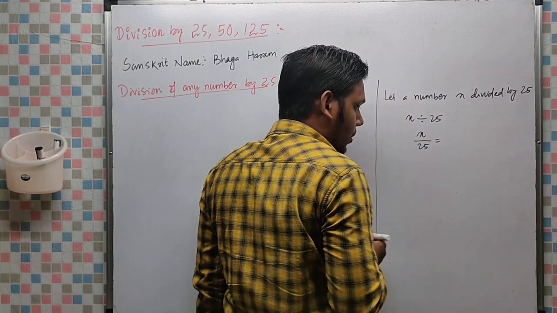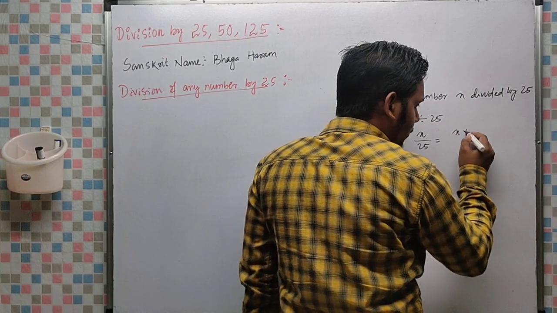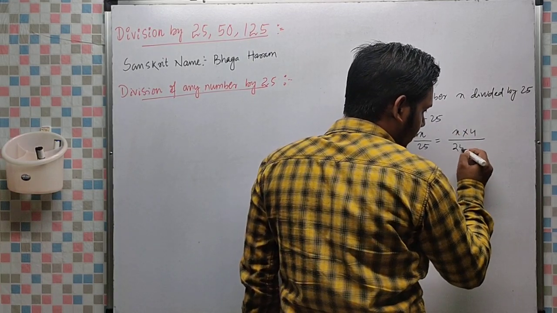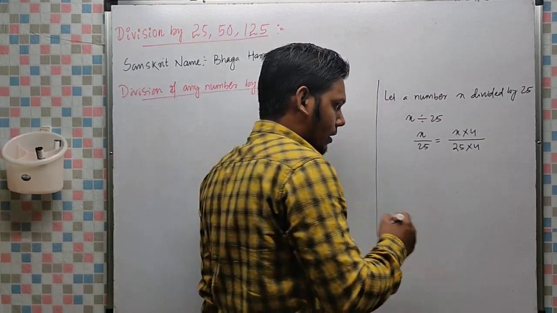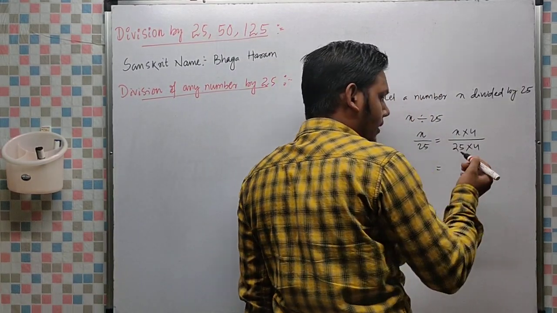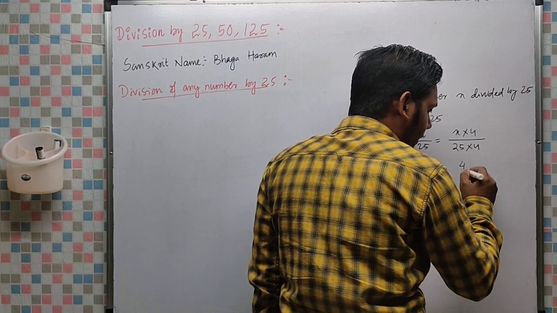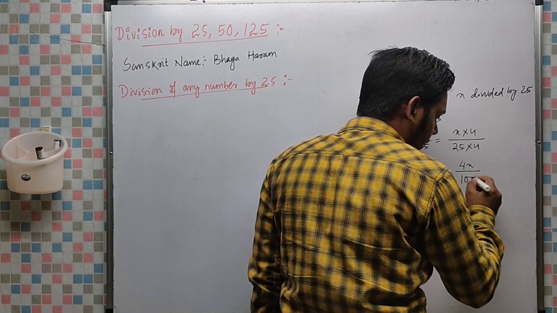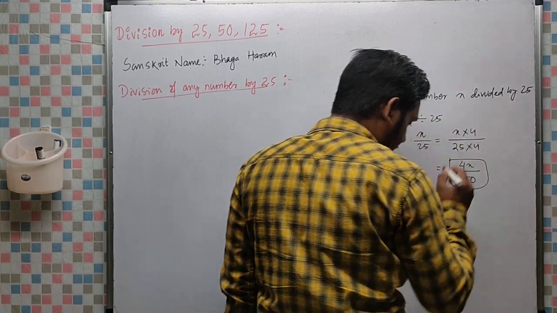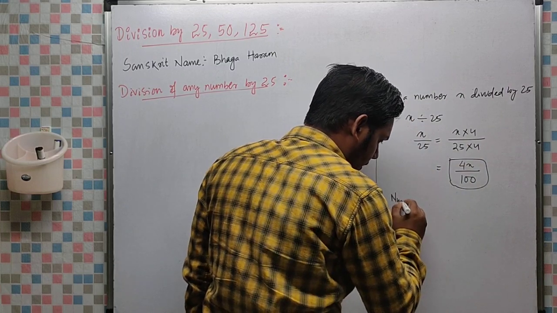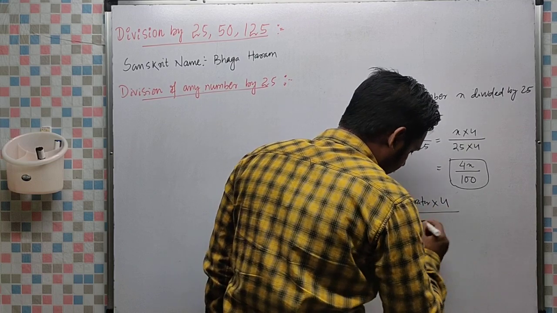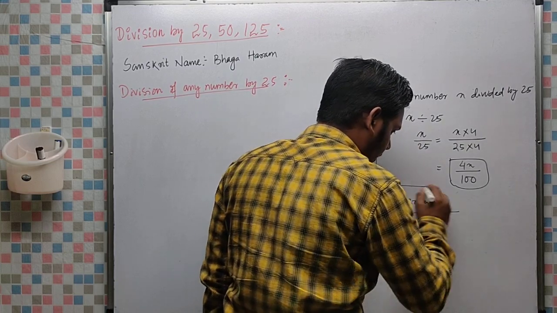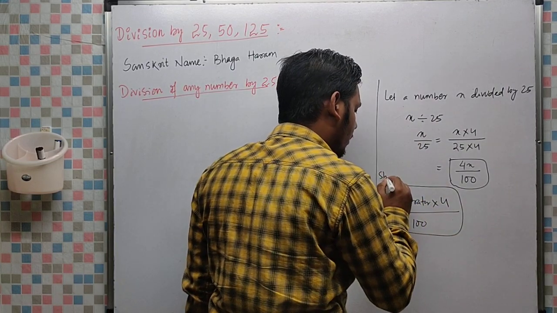So what is the shortcut? X into 4 I can do, and 25 into 4 I can do it, because you know that 25 is a factor of 100. So denominator I can make 100 by multiplying 4 with the numerator. So this is the shortcut. Numerator into 4 by 100.